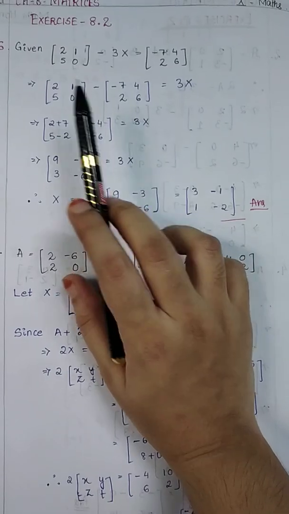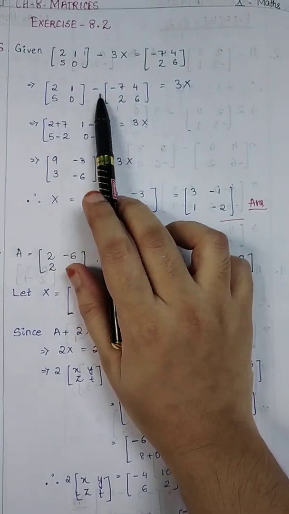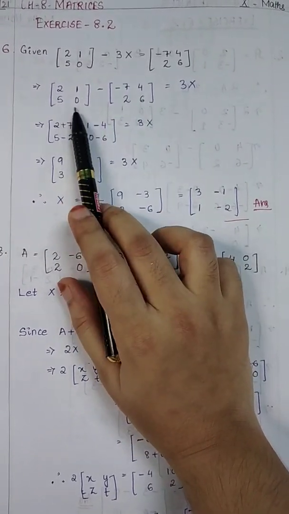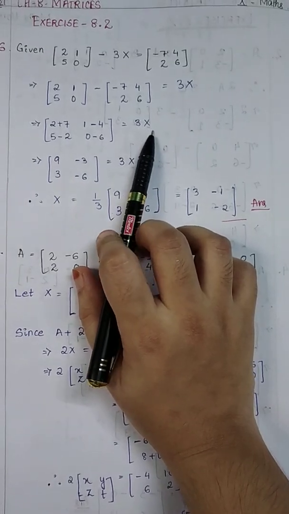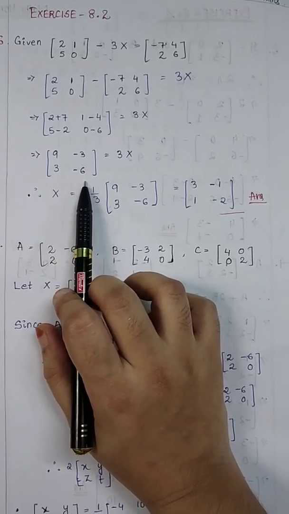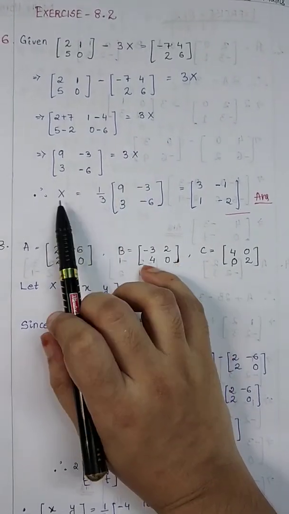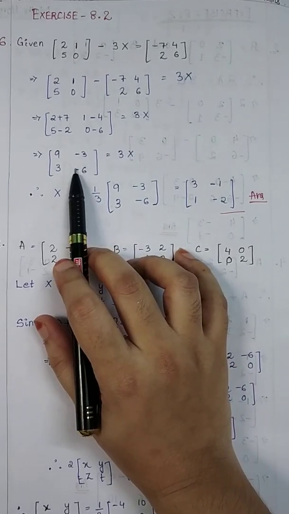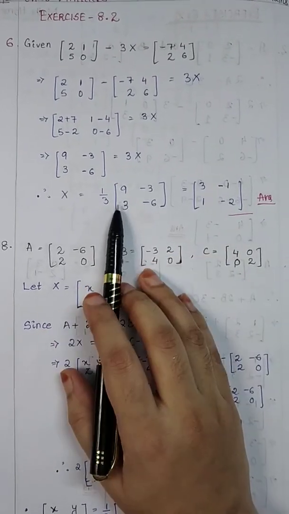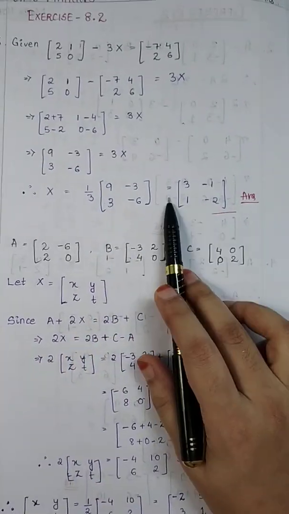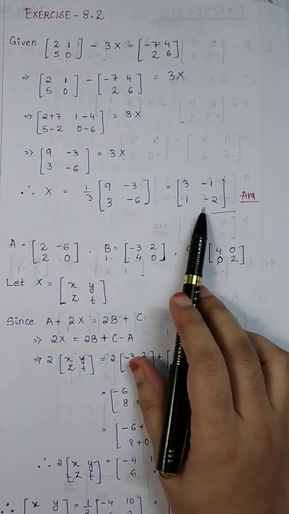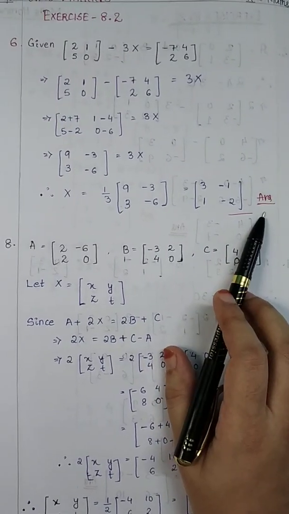it will become minus. So now after solving, 2 minus minus will be plus, so 2 plus 7, 1 minus 4, 5 minus 2, 0 minus 6 is equal to 3x. Now your answer is matrix 9, 3, minus 3, minus 6 is equal to 3x. Now x will be, when 3 is shifted to the other side, it will be divided because here it is multiplied, so it will become 1 by 3 matrix 9, 3, minus 3, minus 6. That is equal to, after solving, when you divide 9 by 3, it will give you 3, minus 1, 1, minus 2. So this is your answer.